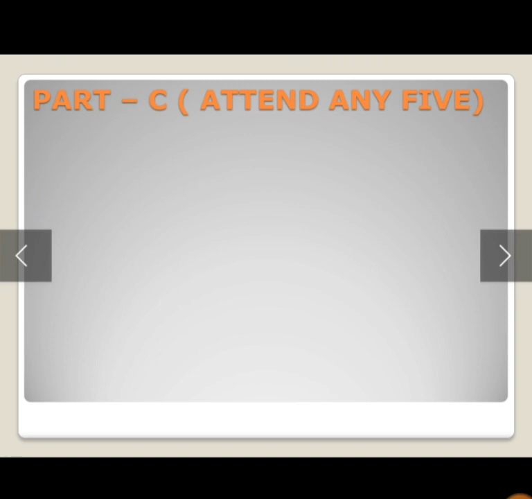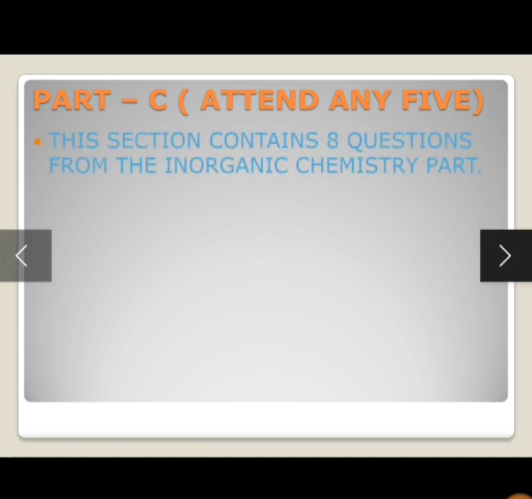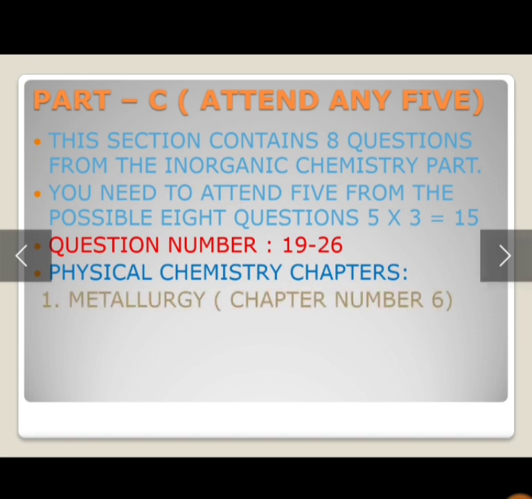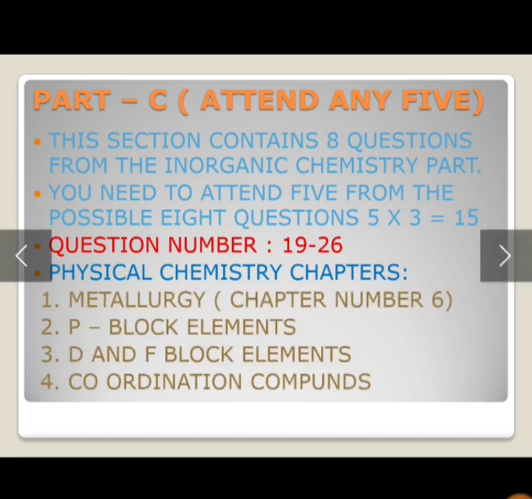The next set, the easiest among your complete paper, that is part C. You need to attend 5 questions from the given 8. This set completely contains the questions from inorganic chemistry. These questions carry 3 marks each and 3 into 5 would be 15, as you know. These 8 questions would appear only from 4 lessons. Those are from inorganic part: metallurgy, which is chapter 6 in your NCERT textbook, P block elements, D and F block elements, and coordination compounds.